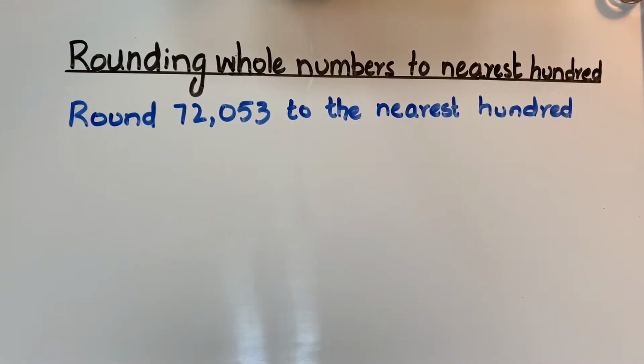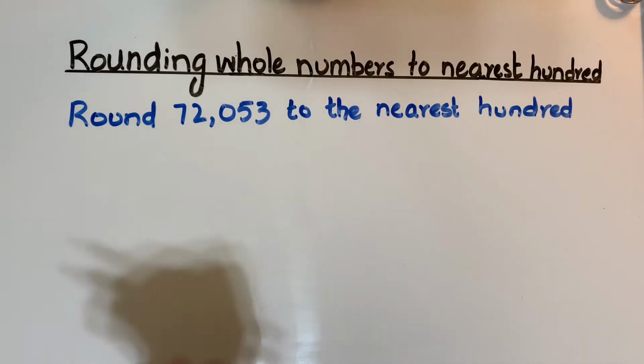Round 72,053 to the nearest hundred. There are different ways to solve this question. Let's use a number line to solve 72,053 to the nearest hundred. I'm going to draw a number line here.